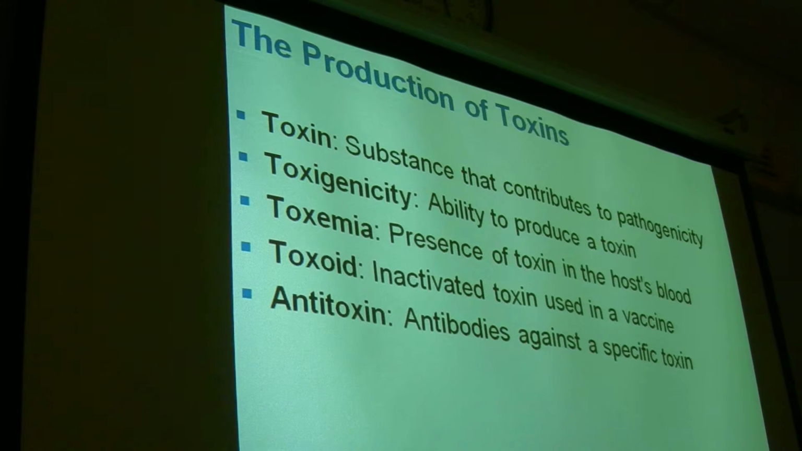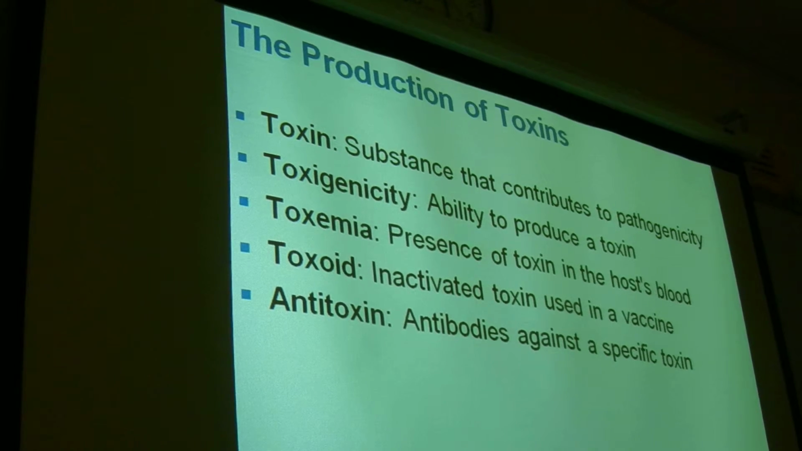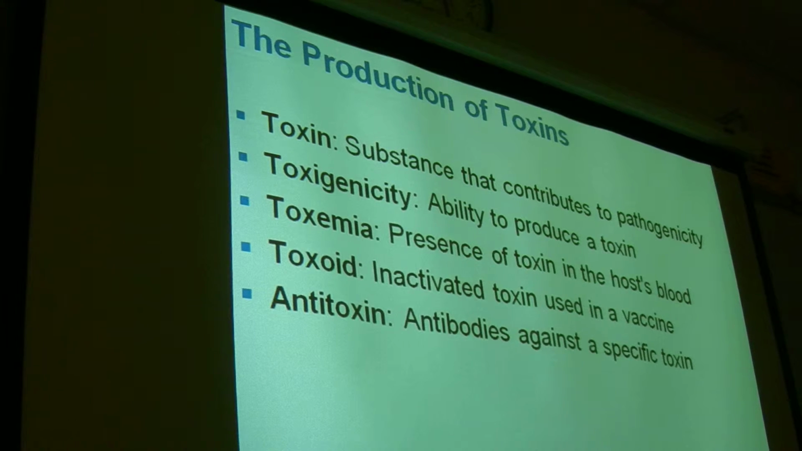A toxoid is an inactivated toxin that's used in a vaccine. In order to prevent an infection from a toxin, you can get vaccinated with a toxoid, which is basically an inactivated version of the toxin. And then you have an immune response against that toxin. An antitoxin is what your immune system would produce when you had the presence of a toxin. It would form antibodies against that toxin.